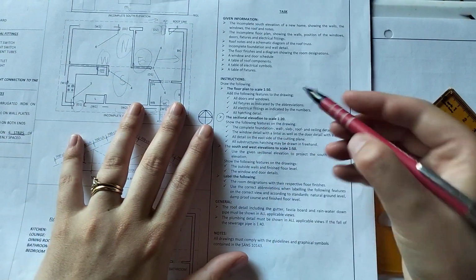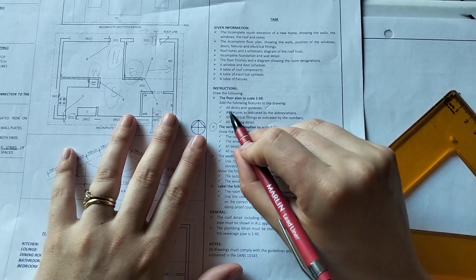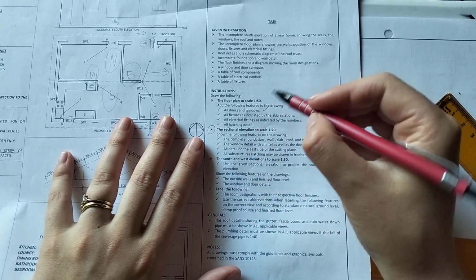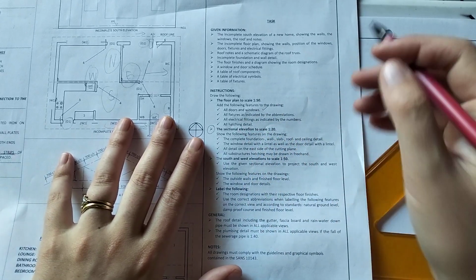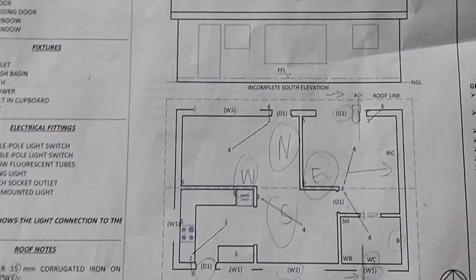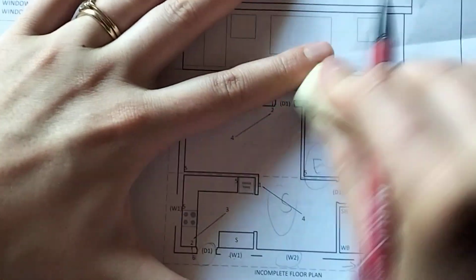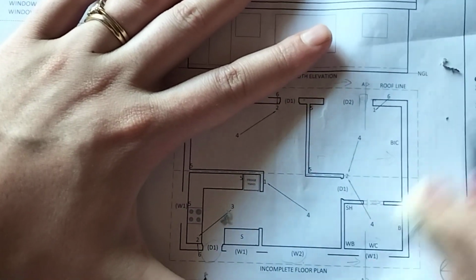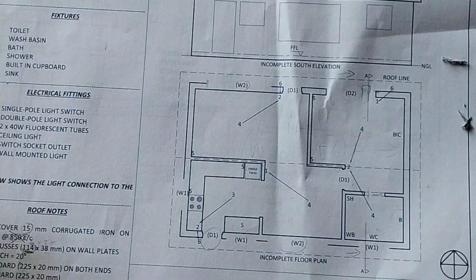Okay, and then they say, okay, so we did all the walls, doors and windows, all features as indicated by the abbreviations. Okay, so now let's go. I'm just going to erase that. Okay, now we're looking at the features. Okay, so here is the features.